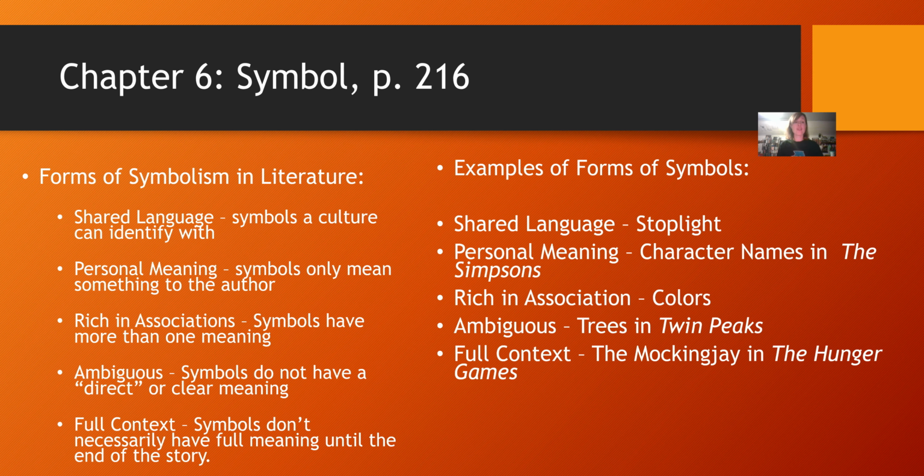And then finally we have our full context symbols, symbols that don't really have a full meaning until the end of the story. So again, in The Hunger Games, the idea of the mockingjay bird. It's mentioned throughout the trilogy of books. It has various symbolic meanings, but you don't really fully get what it represents until that last book, when all the plot points and all the character arcs come together. Then you get the full context of that symbol, which I think is pretty cool. So you can use any type of these symbols in stories of your own, or you may find any of these symbols in stories that you analyze.